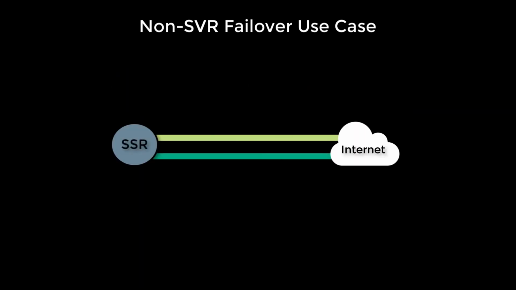We can also have failover between non-SVR service routes, and we can prefer one over the other using vectors. In this example, our router has a broadband path and an LTE path. We will prefer the broadband path. If the broadband path goes down, however, we will switch over to the LTE path, but when the broadband path becomes available again, we will fail back over to it.